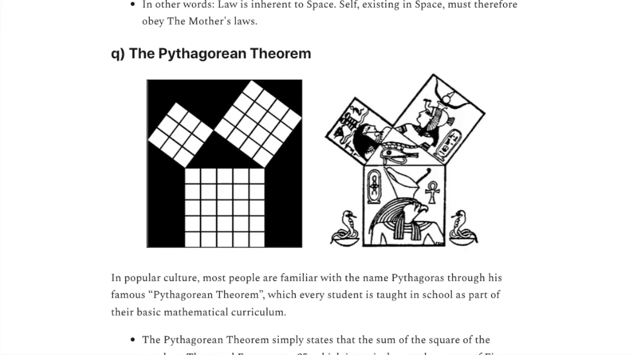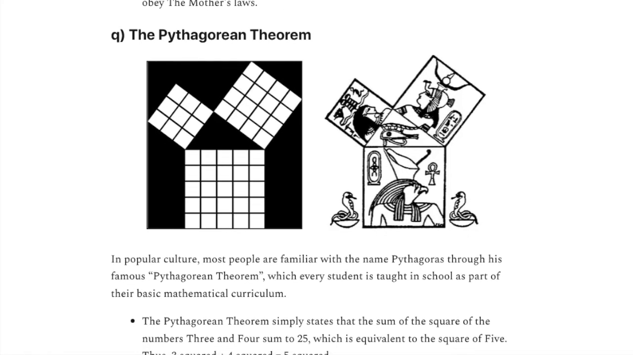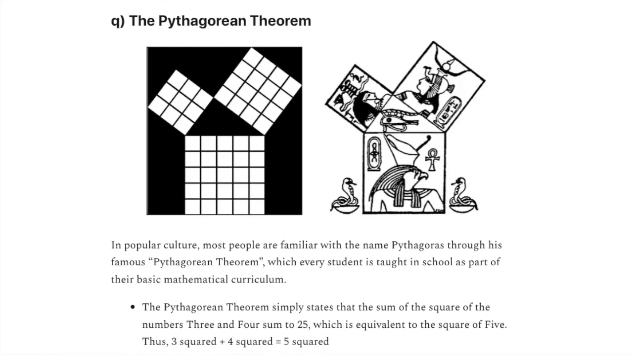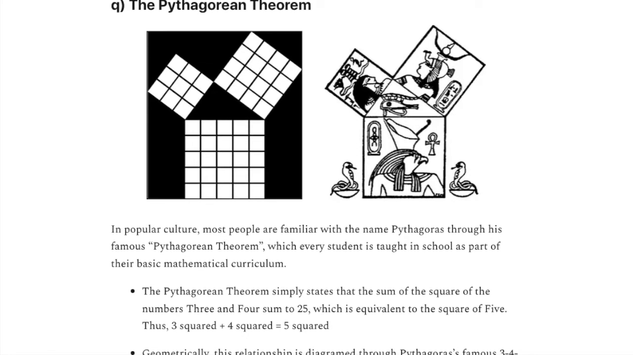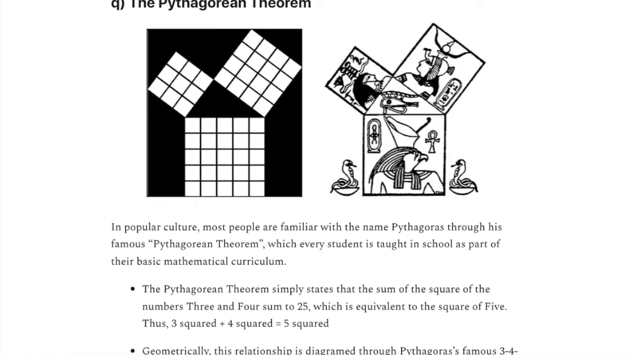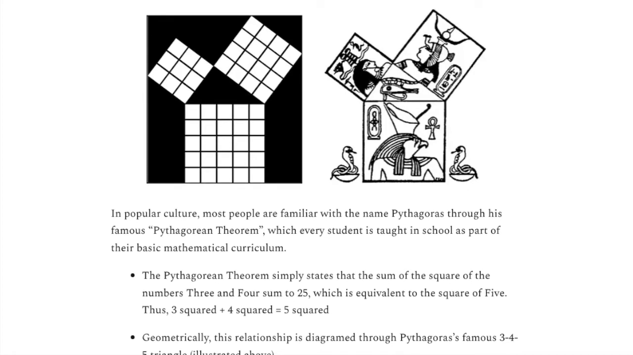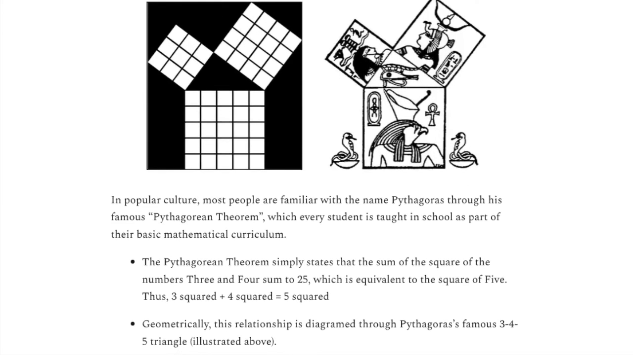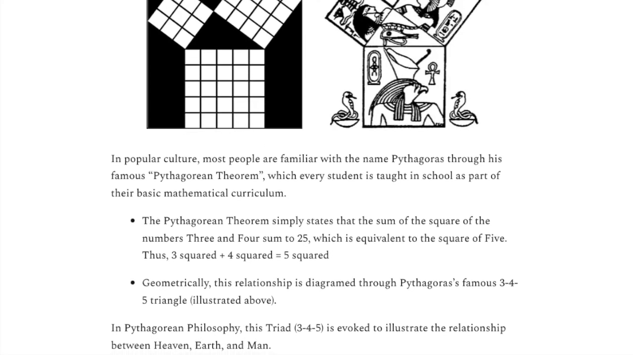All right, the Pythagorean theorem. In popular culture, most people are familiar with the name Pythagoras through his famous Pythagorean theorem, which every student is taught in school as part of their basic mathematical curriculum. The Pythagorean theorem simply states that the sum of the square of the numbers 3 and 4 sum to 25, which is equivalent to the square of the number 5, thus 3 squared plus 4 squared equals 5 squared. Geometrically, this relationship is diagrammed through Pythagoras' famous 3-4-5 triangle, which is illustrated above.